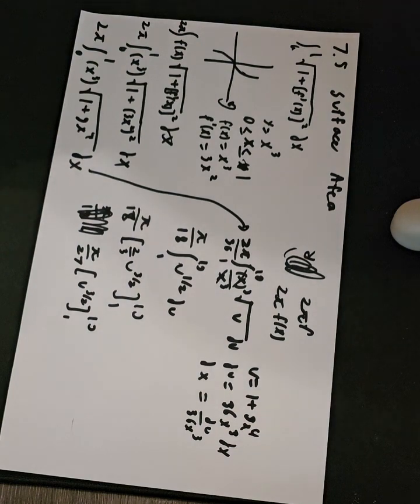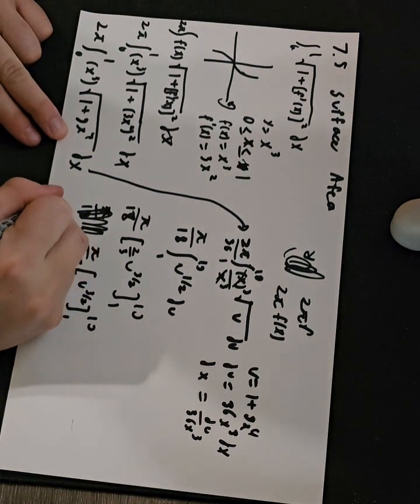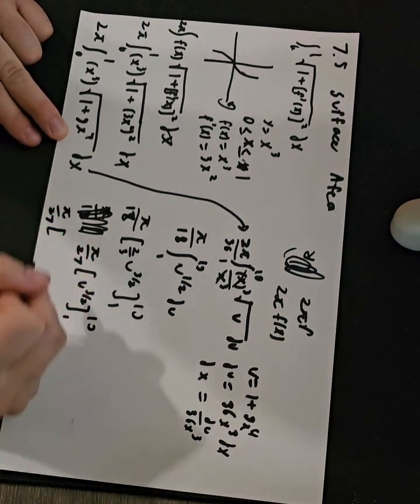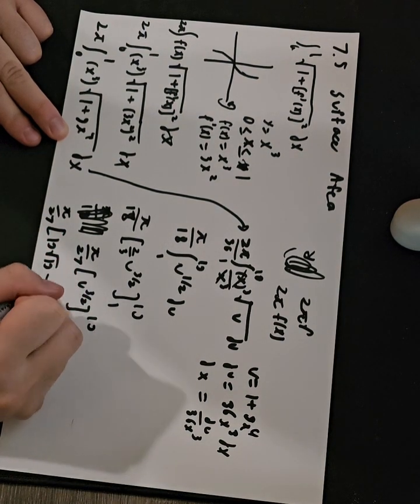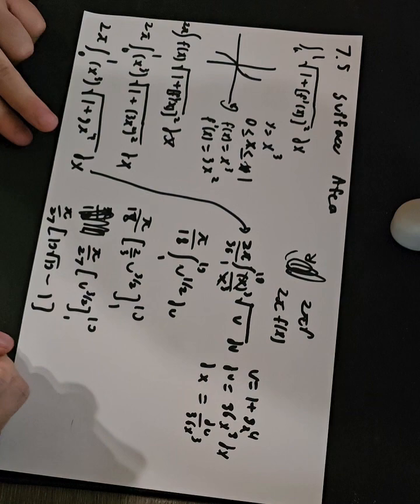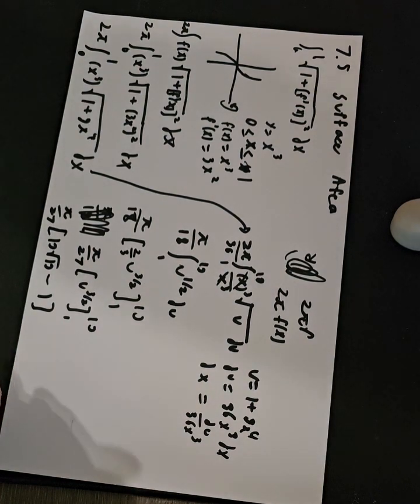Now, 1 to the 3/2 is still going to be 1. 10 to the 3/2 is going to be 10 root 10. So pi over 27 times 10 root 10 minus 1. And that may be our answer.